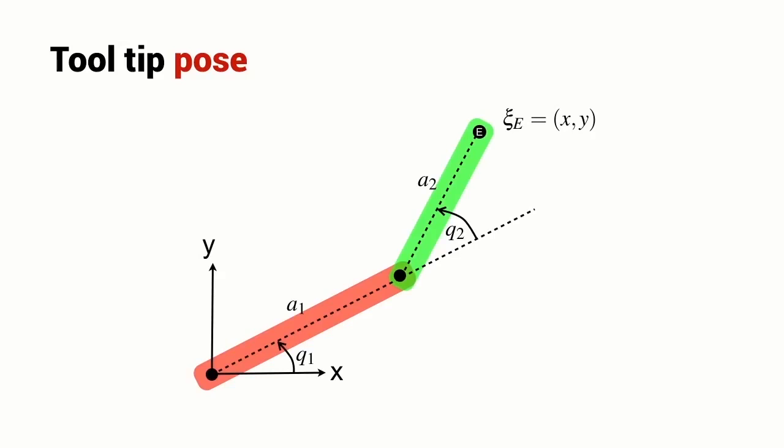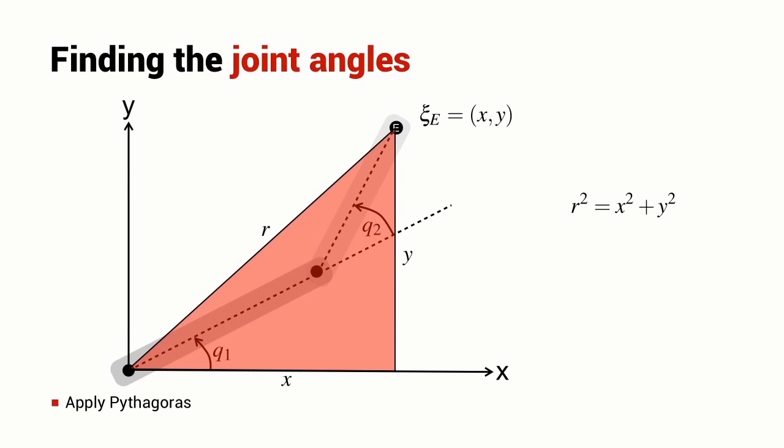The solution that we're going to follow in this particular section is a geometric one. We're going to start with a simple piece of construction. We're going to overlay the red triangle on top of our robot. We know that the endpoint coordinate is x, y, so the vertical height of the triangle is y, the horizontal width is x, and using Pythagoras' theorem, we can write r squared equals x squared plus y squared.